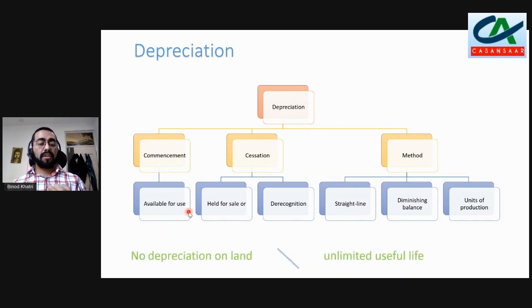In case of land, we do not charge any depreciation, because to charge depreciation we should have a useful life of the asset. But in case of land, we don't have any useful life, so we do not charge any depreciation on land. In case we buy a building, and with the building we have land also, we'll first have to segregate the cost of land and building, and we'll charge depreciation on the building, and not charge any depreciation on land. So we should be very careful about this thing.